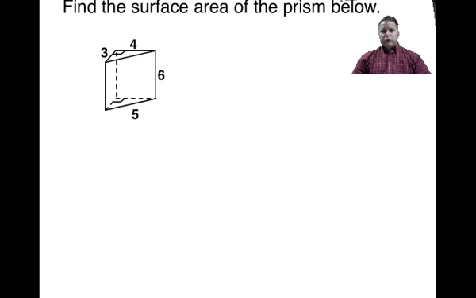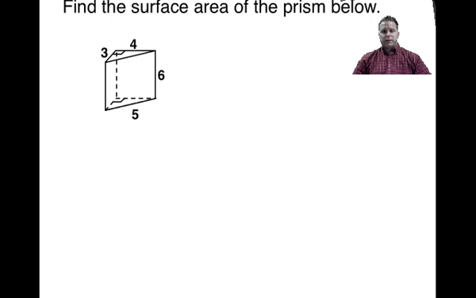Okay, would you try this one? See if you can find the surface area for this triangular prism. Pause the video, take a few minutes, look at the previous problem to give you an idea of where to go, and see what you can do. Come back when you're done.